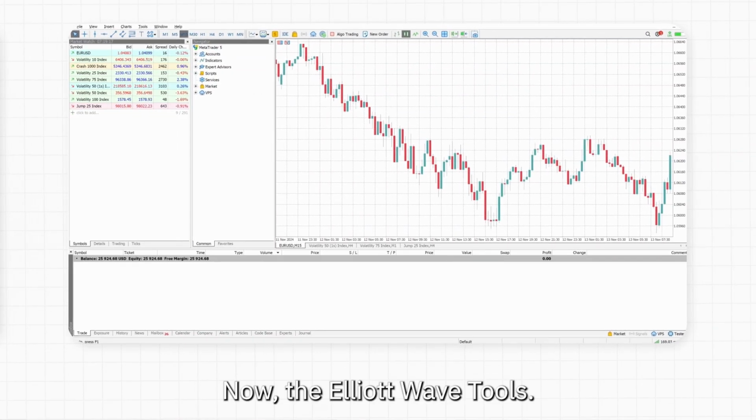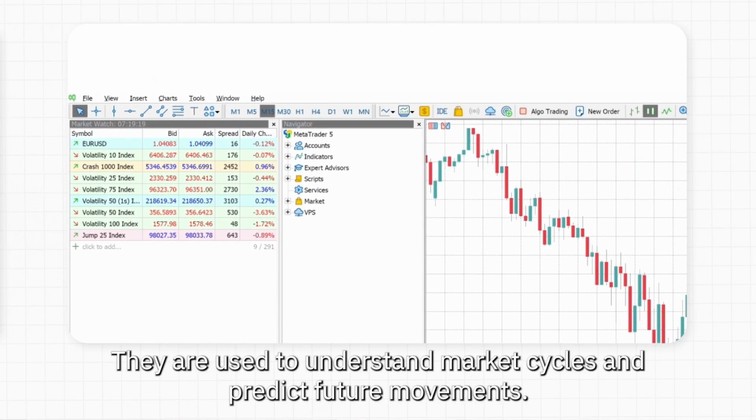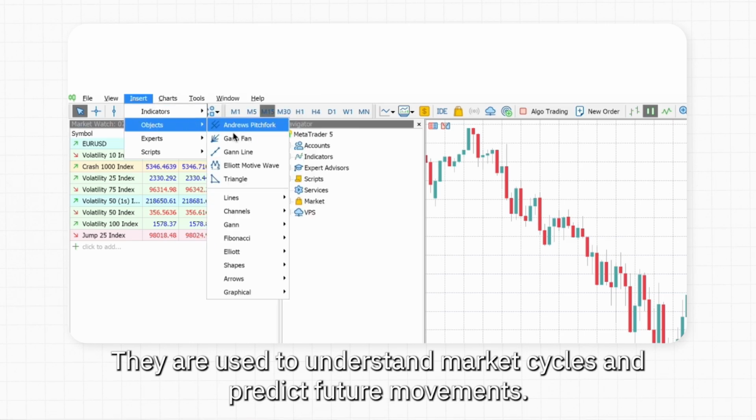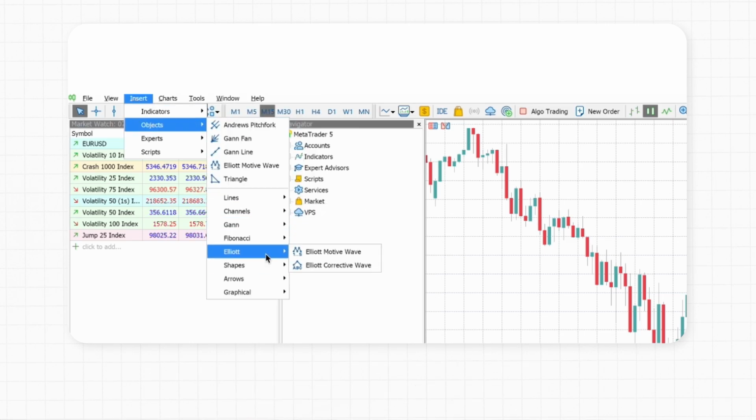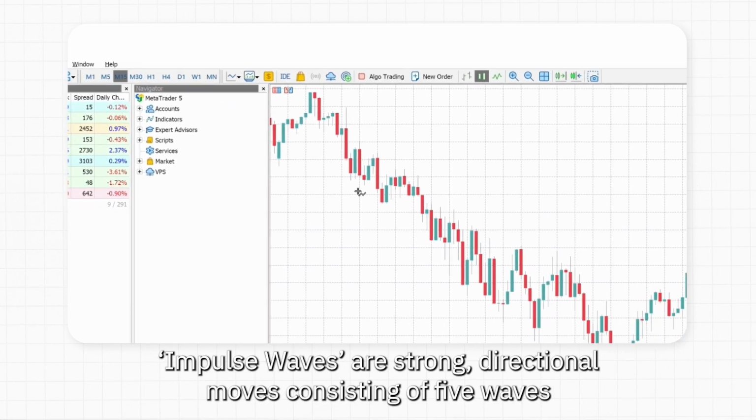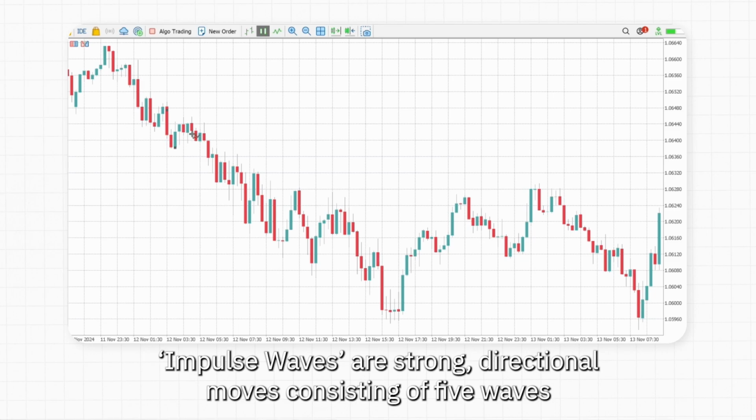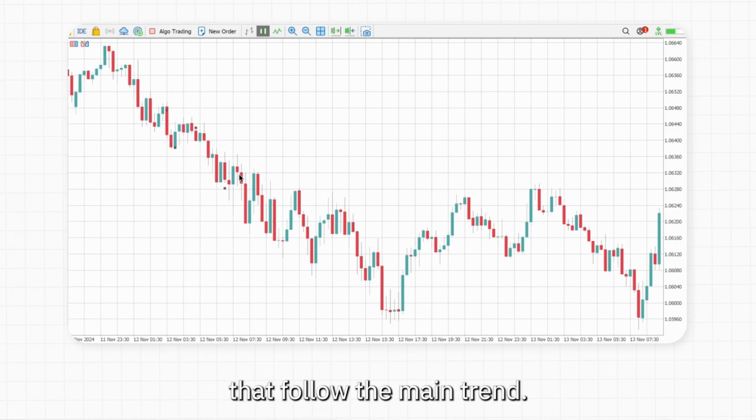Now, the Elliott Waves tools. They are used to understand market cycles and predict future movements. Impulse waves are strong directional moves consisting of 5 waves that follow the main trend.